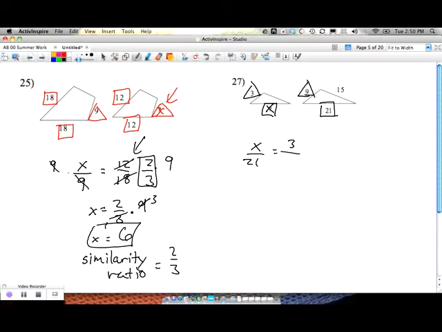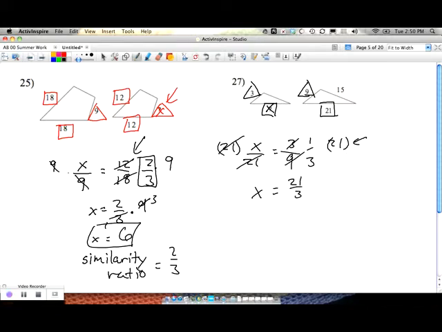It's equal to 3 over its other corresponding side, which is 9. Let's reduce. 3 and 9 reduce to 1/3. Now if I do some cross multiplying, or not necessarily cross multiplying, but get rid of this 21, I'm going to multiply both sides by 21. 21 over 21, that simplifies. It's just 1. The other side, I have 1/3 times 21.